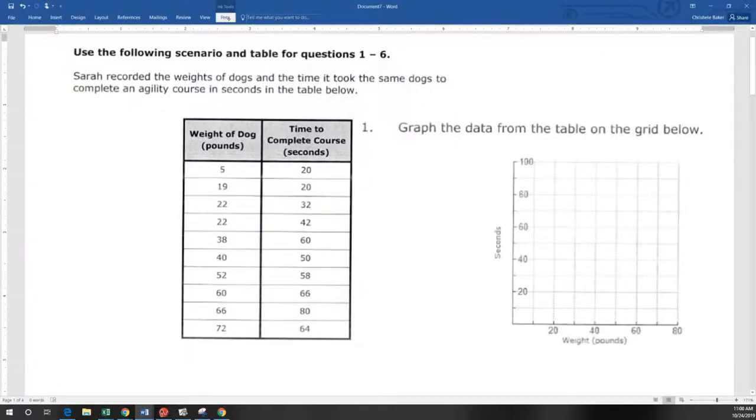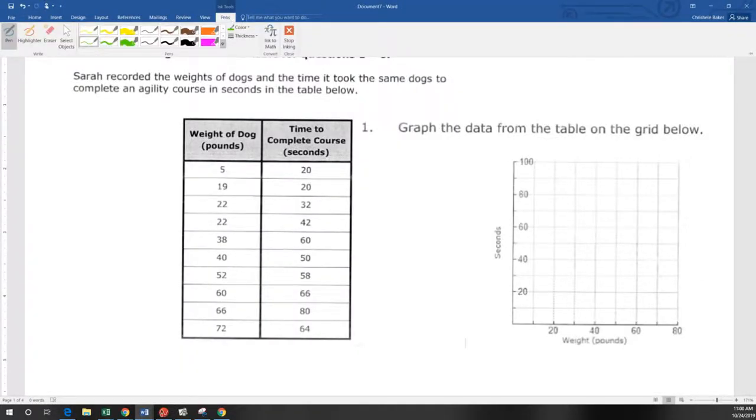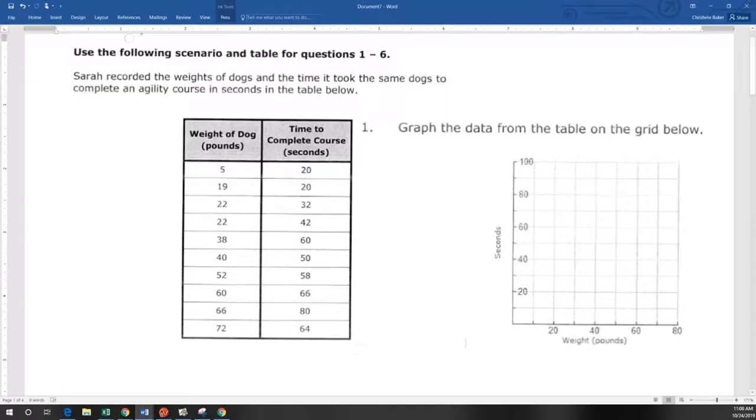This video lesson is on scatter plots, lines of best fit, regression, and association and causation. It says, use the following scenario and table for questions 1 through 6. Sarah recorded the weights of dogs and the time it took the same dogs to complete an agility course in seconds in the table below.